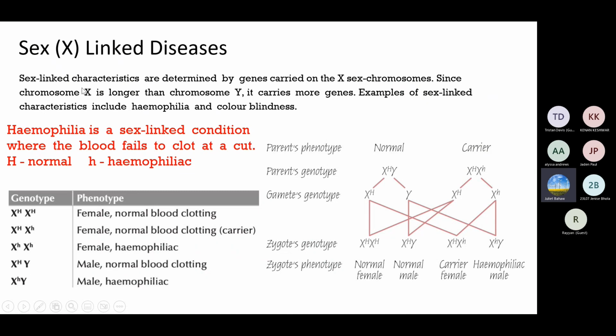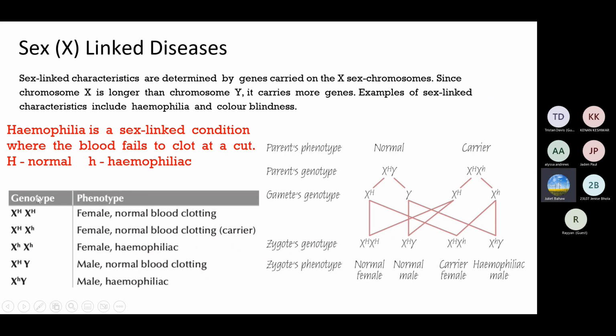Now, why is it that the allele is found only on the X? Simply because the X is longer than the Y. There's more space for a genetic disease to be attached. All right, so what exactly is hemophilia? It's a sex-linked condition where the blood fails to clot at a cut. So if someone was to get a cut, they will bleed profusely. It's going to take very, very long for a blood clot to form, or it might not form at all. And this is very rare. These individuals cannot get surgery. If they get a wound, they can lose a lot of blood. So it's a very, very rare type of disease.